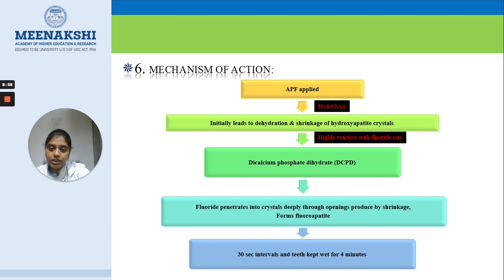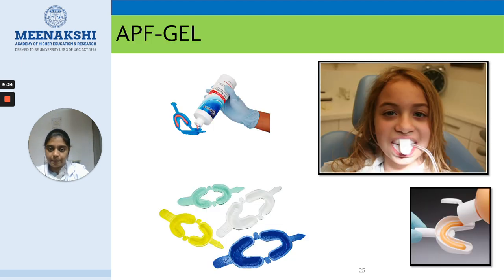So the mechanism of action here is that the APF gel is applied and undergoes hydrolysis. It leads to dehydration and shrinkage of hydroxyapatite crystals, and therefore there is a highly reactive form of dicalcium phosphate dihydrate. So the fluoride penetrates into the crystals deeply through the openings produced by this shrinkage and it will form fluorapatite. Generally after application, a 30-second interval is done and the teeth are kept wet for 4 minutes.